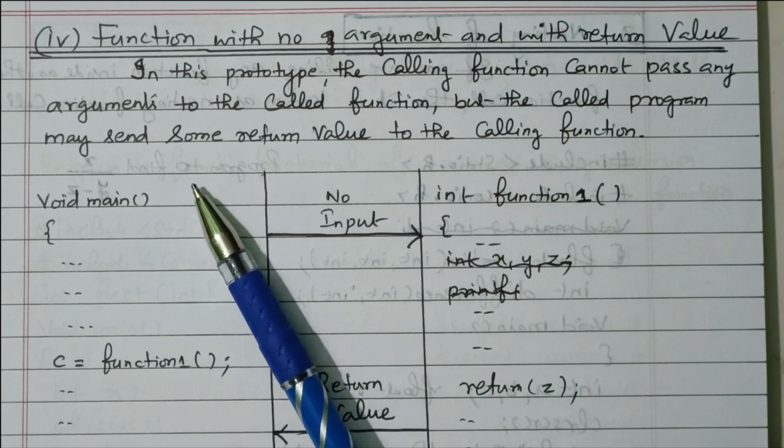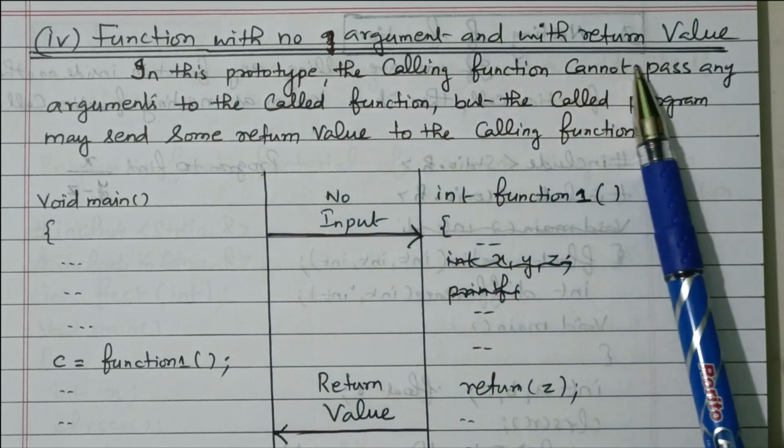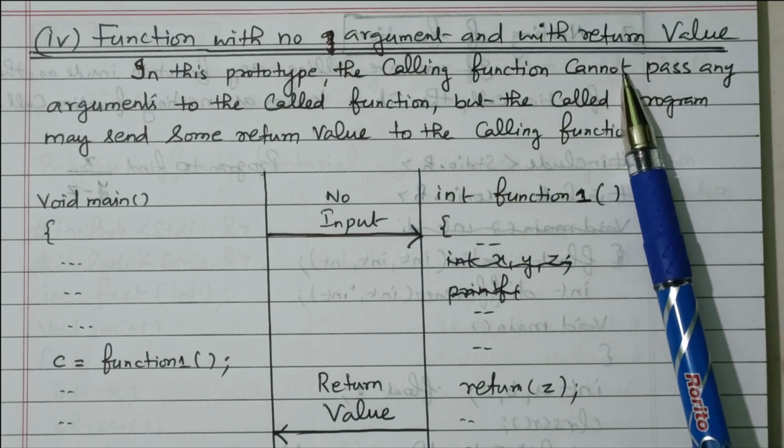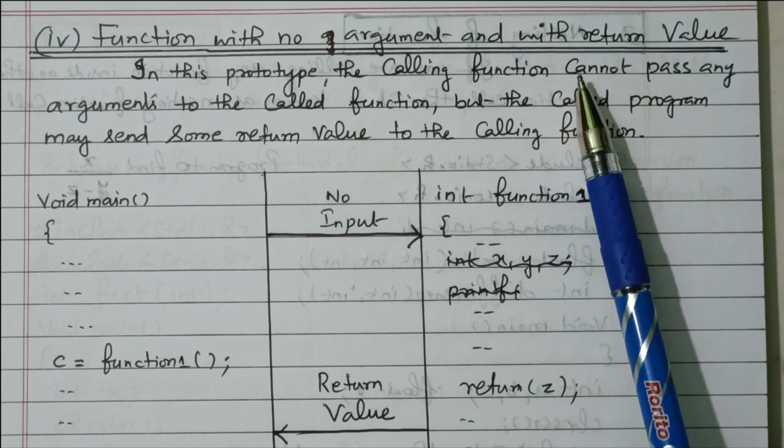Now we'll go to the topic. Function with no argument and with return value. So the fourth type of function category: there is no argument but a return value is available.